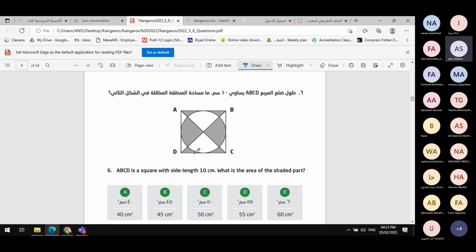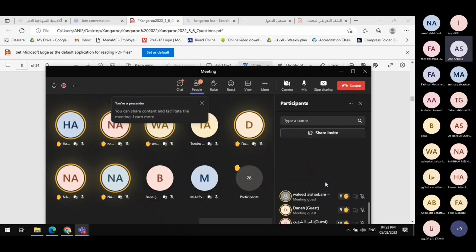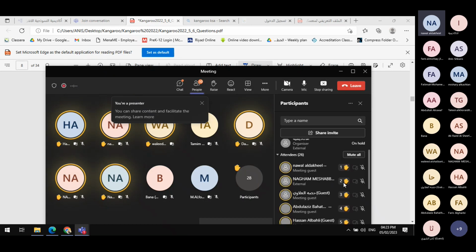Now, number 6, we are starting to get to the hard stuff, but it's easy also. I'm going to choose. Can I read? Can I read?